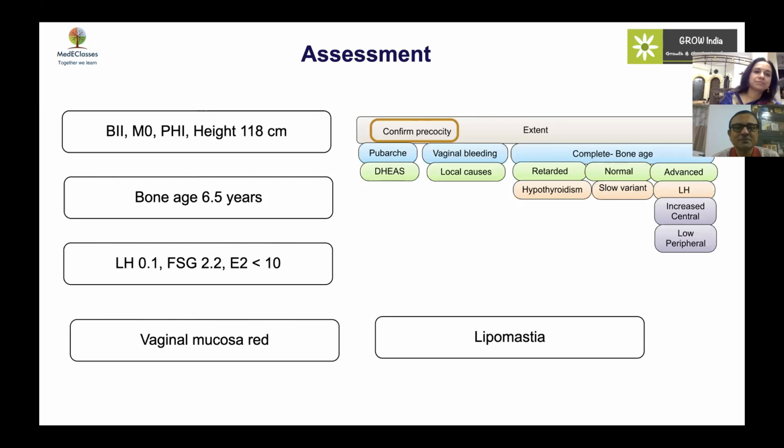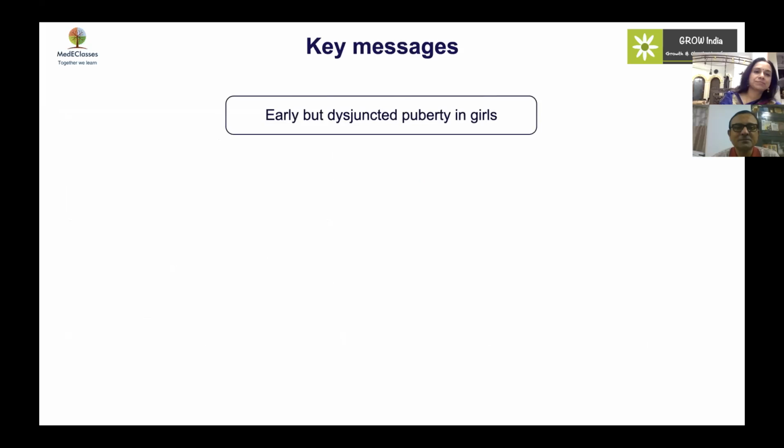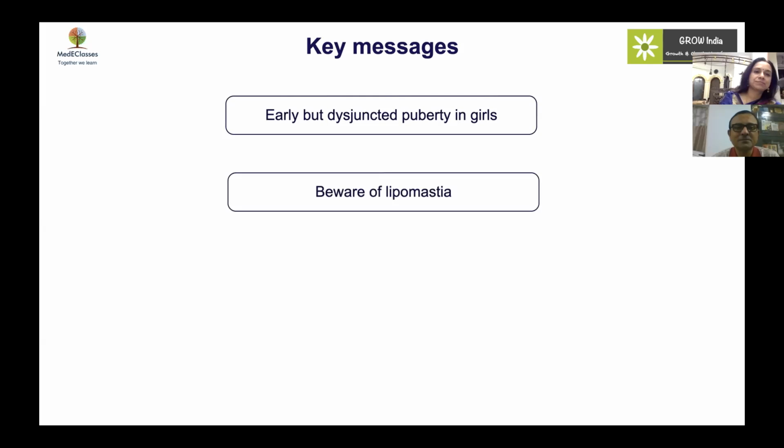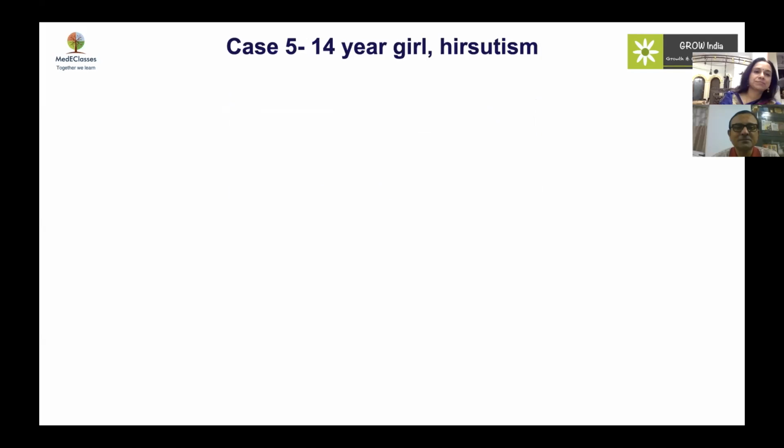So as obesity can cause multiple false alarms in terms of endocrine disorders, it may also cause false alarms in terms of multiple other conditions like precocious puberty in girls, micropenis in boys, and rickets. And all these we'll discuss subsequently in clinical cases. The key messages are that obesity causes early but disjointed puberty in girls, but beware of lipomastia. If you have got an obese girl, and parents are concerned about the breast development, confirm it's really breast development and not lipomastia in that perspective.